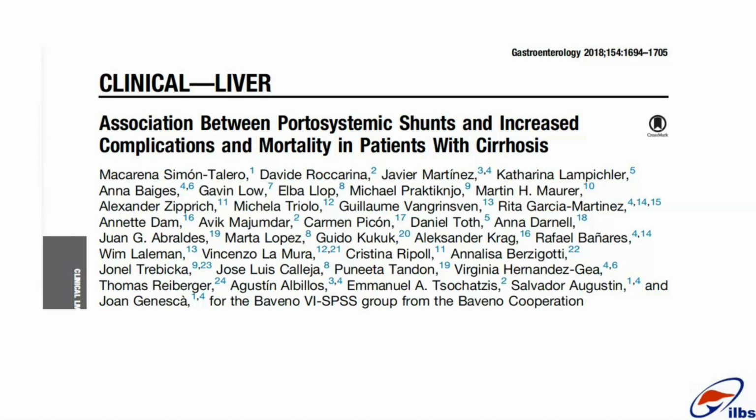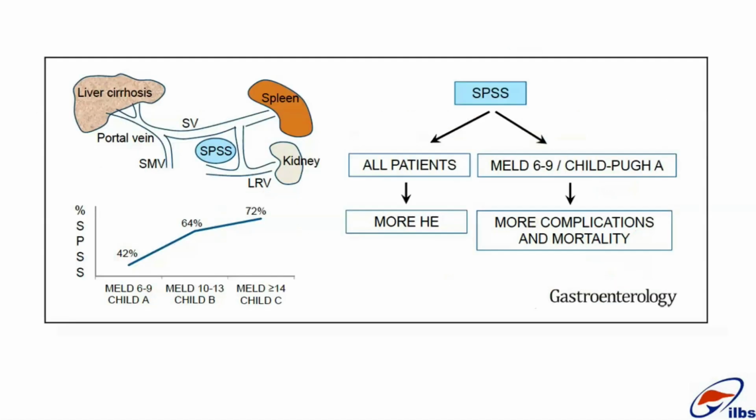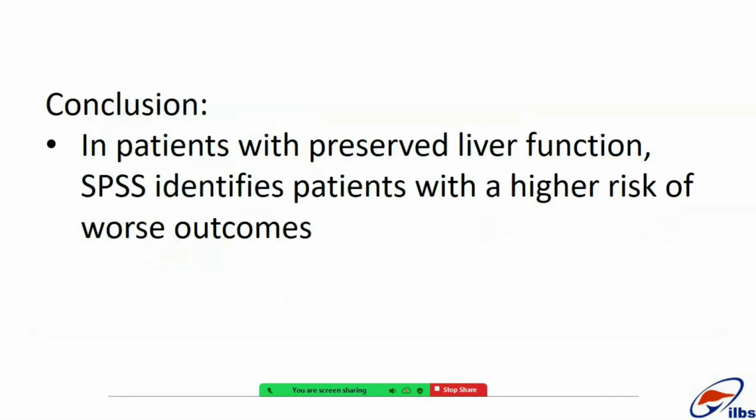It was a multicentered European trial consisting of almost 18,000 patients. They say that patients with spontaneous portosystemic shunts all had higher chances of hepatic encephalopathy, but those patients who had a MELD of just 6 to 9 or Child-Pugh A also had more complications and mortality. So any patient who has a shunt will have complications. This is from Gastroenterology, impact factor more than 20. So, 18,000 patients' data. This is very important.